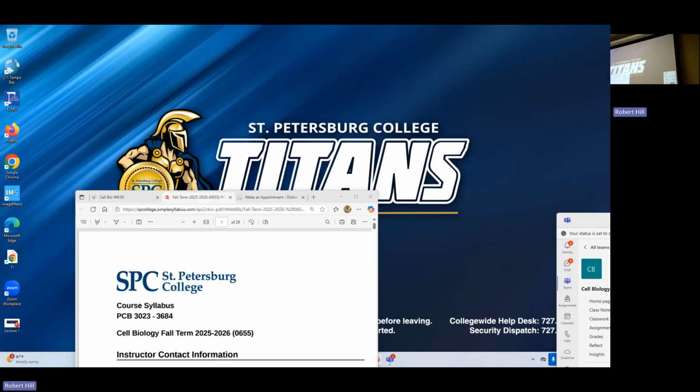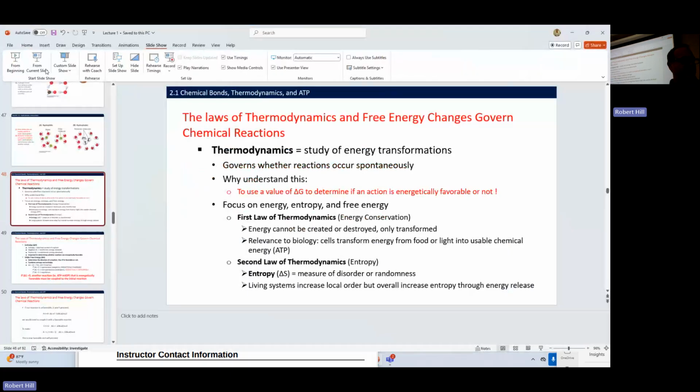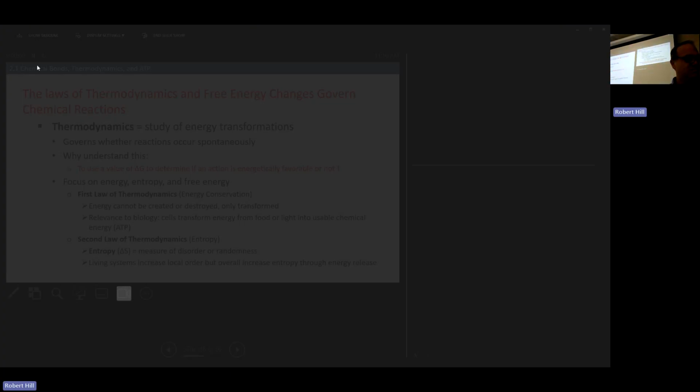All right, guys, let's keep plugging away here. All right, so now why are we talking about this? Thermodynamics. Doesn't sound very biological, does it?